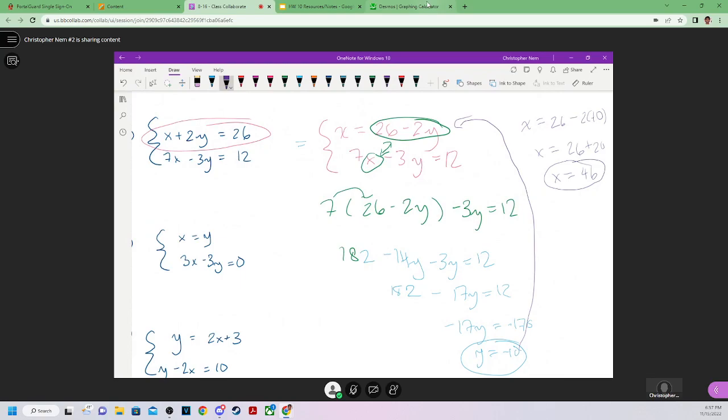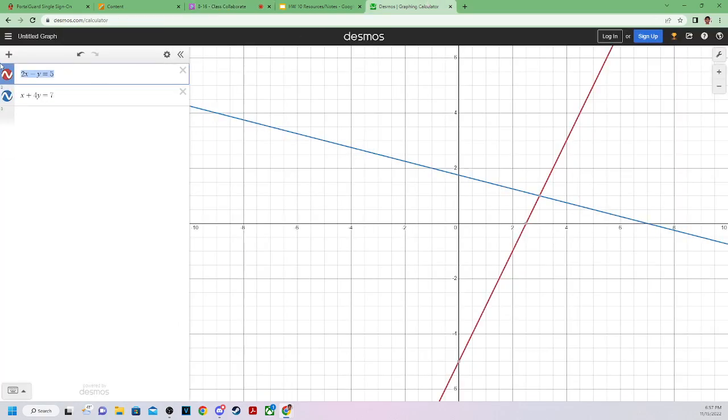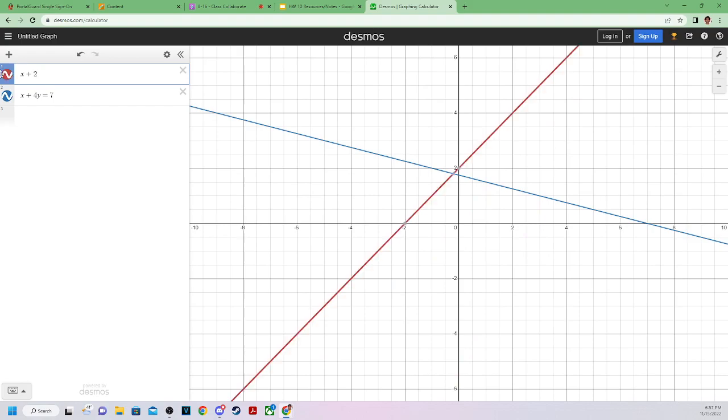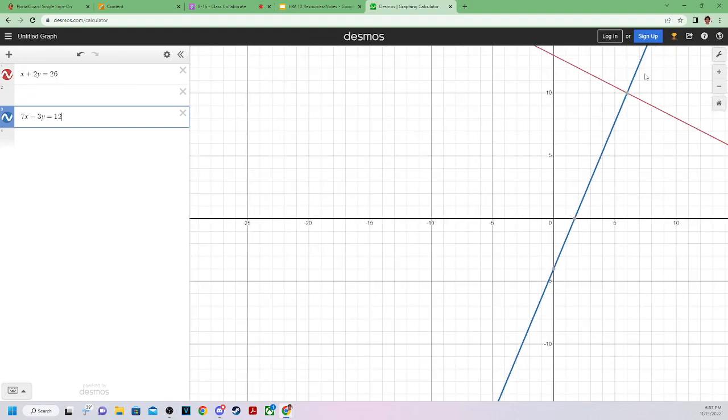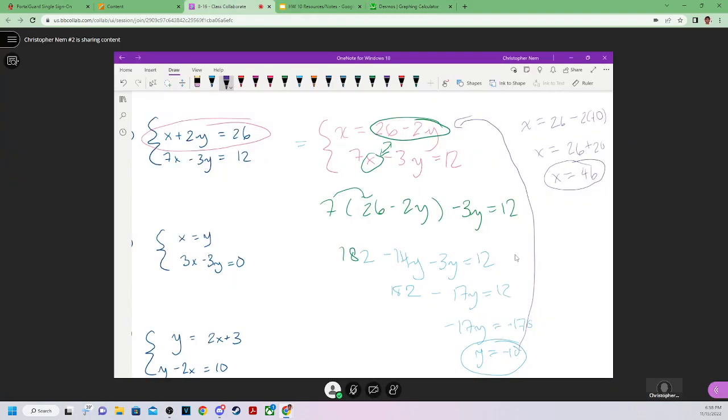And then just to verify, we can graph it on Desmos just to see if we have the right solution. X plus 2y equals 26. Maybe some arithmetic issue happened, but let's see. Minus 3y equals 12. 6 comma 10. So that means there was a slight math error. I'm trying to figure out where it happened in particular. Is this the right problem? Ah, this is supposed to be positive 10. That's what went wrong. Okay. So a slight math error. So let's go fix that.